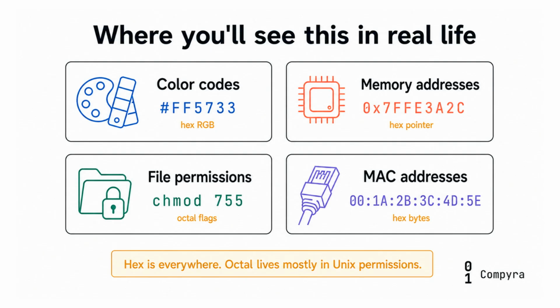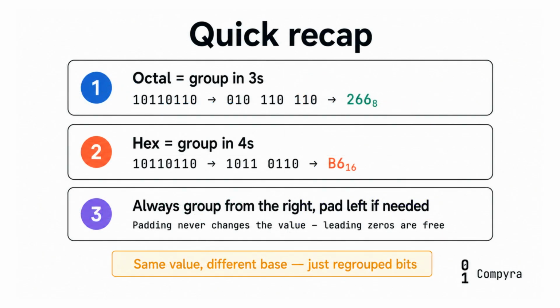Octal is rarer these days, but it has one famous home: Unix file permissions. When you run chmod 755 on a file, those 3 digits are octal, and each one expands to 3 permission bits for read, write, and execute. So next time you see chmod 755, you now know exactly what's happening. 3 octal digits, 9 binary bits, 3 permissions for 3 groups of users. Not magic, just grouping.